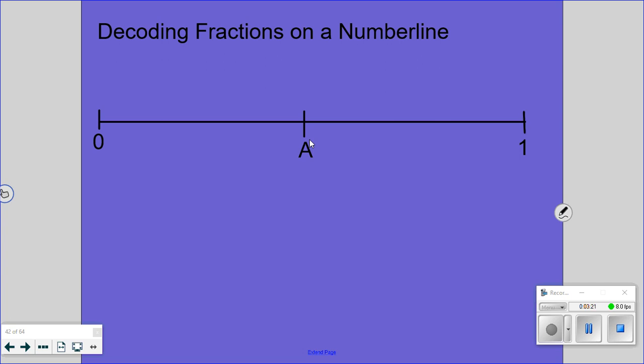What other clues do we see, Bowen? It's in the middle. That's what Brogan just said. Yep. Lydia, what other clues do we see? If there's 0 and 1, then it would have to be 1/2. Okay. Any other clues, Emma?